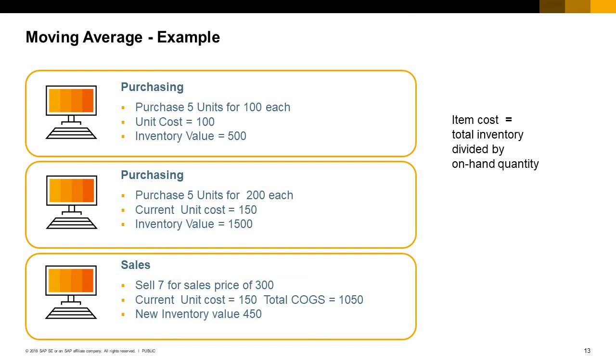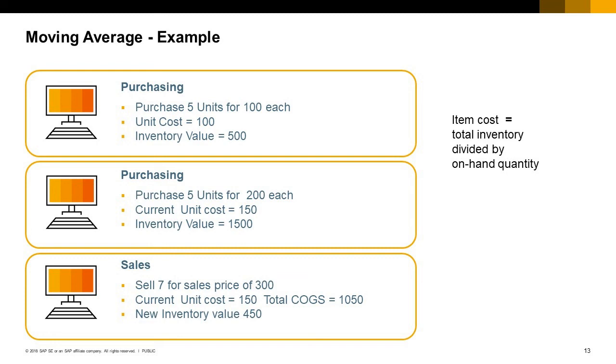Therefore the total cost of goods sold is calculated as 7 multiplied by 150, that is 1050. The inventory value is now 1,500 minus 1,050, resulting in the new inventory value 450. If you divide 450 by the remaining quantity of 3, you will get the unit cost of 150. You have seen the moving average method and its consequences in the sales and purchasing exercises and demos of this course.